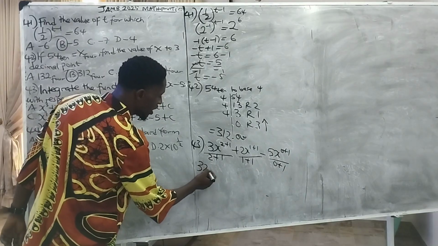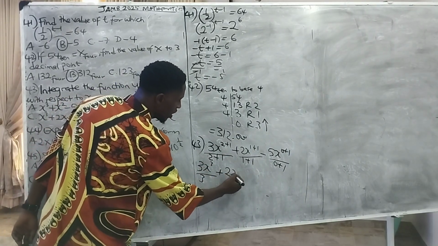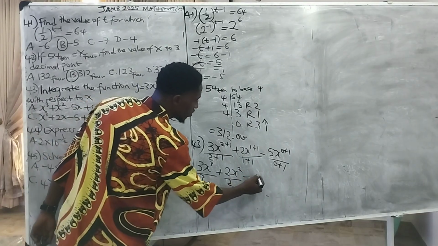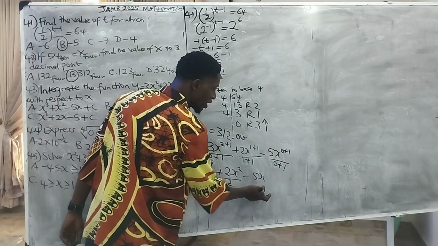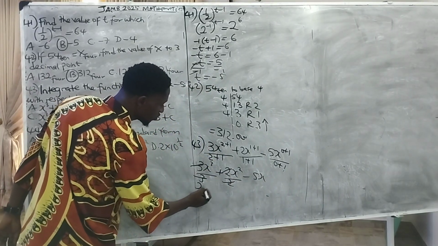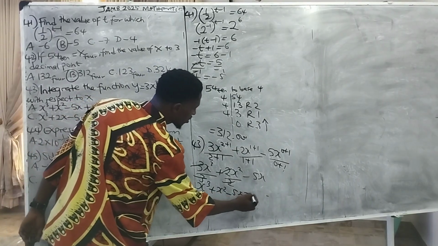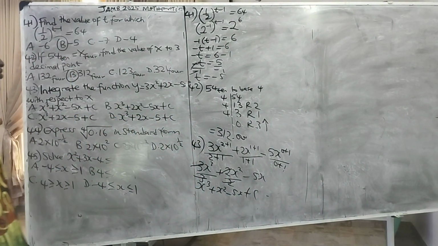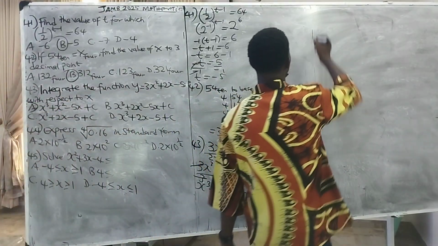So we have 3x raised to the power of 2 plus 1, which is 3, over 3, plus 2x raised to the power of 2 over 2, minus 5x. 0 plus 1 is 1, and anything divided by 1 is itself. The 3 and 3 will cancel, and the 2 and 2 will cancel. So we are left with x raised to the power of 3 plus x squared minus 5x plus c, which is the constant. That is option A. We go to number 44.